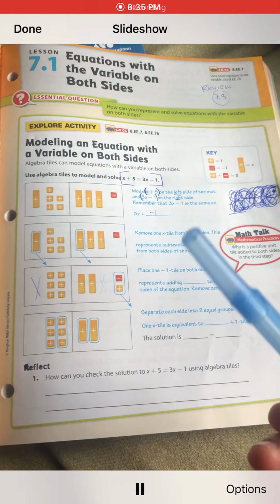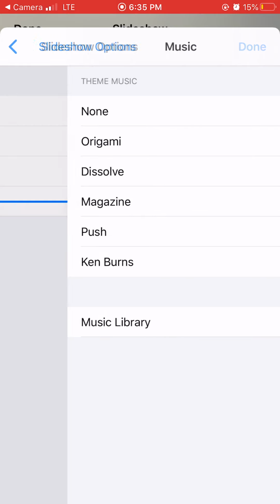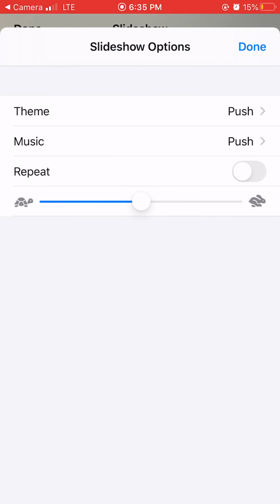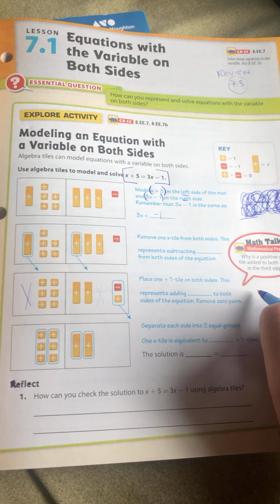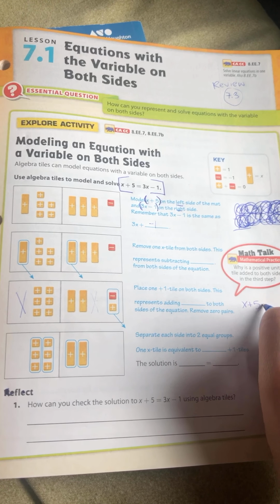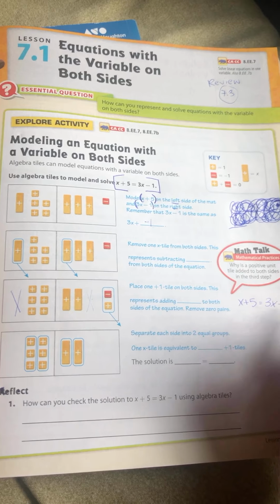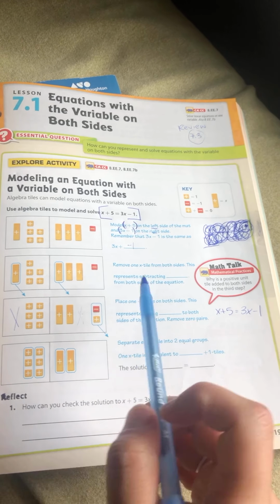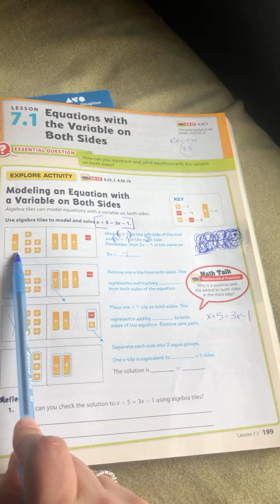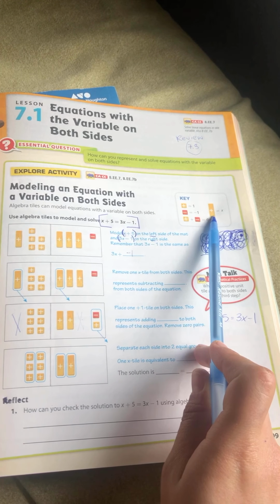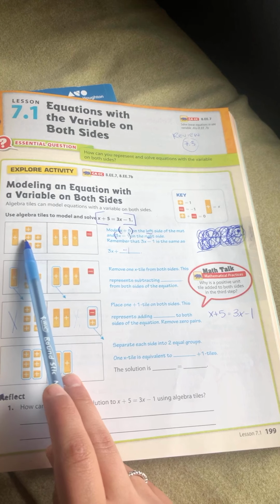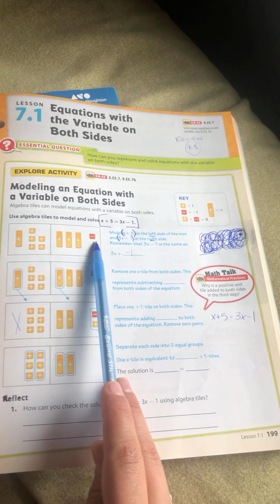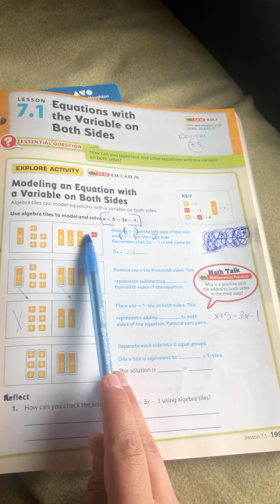Okay guys, so what I did is I went all the way to 7.1 to review for your 7.3. So here, I'm going to be showing you, along with on the side right here, x plus 5 equals 3x minus 1. So this right here is showing that x is represented by one big block, and the ones are represented in little blocks, and a negative one is represented in a red block.